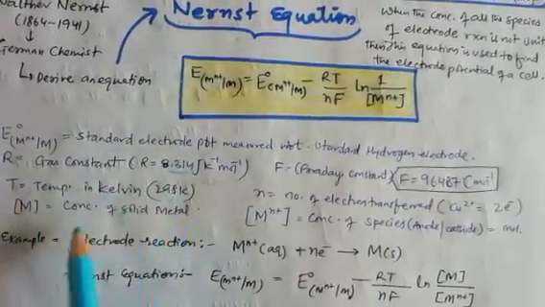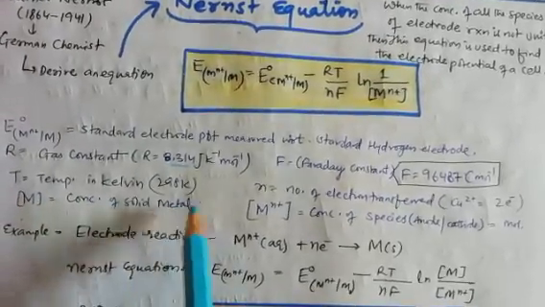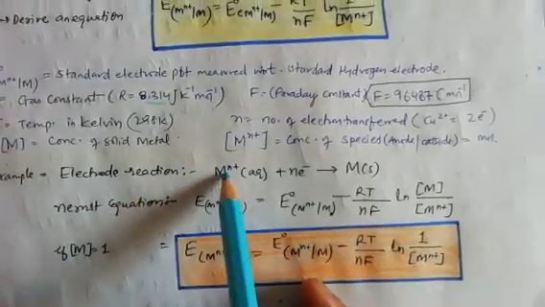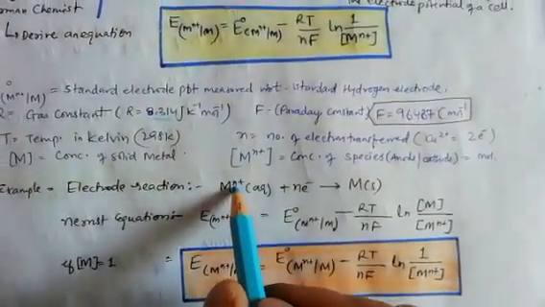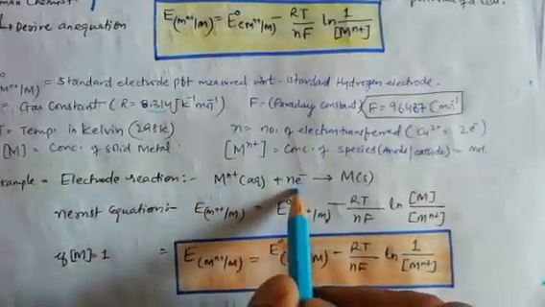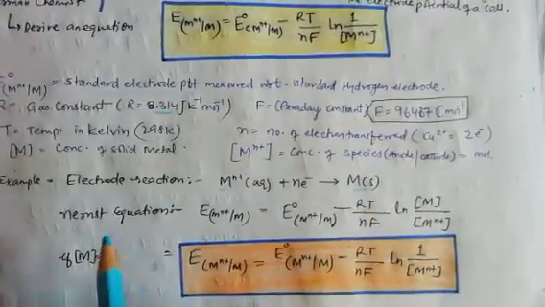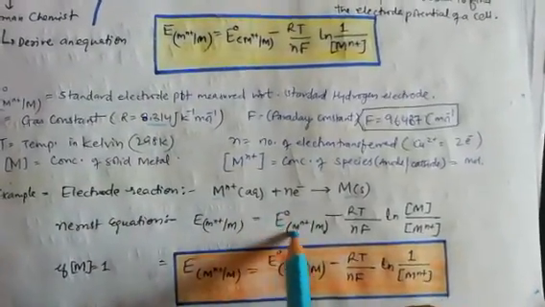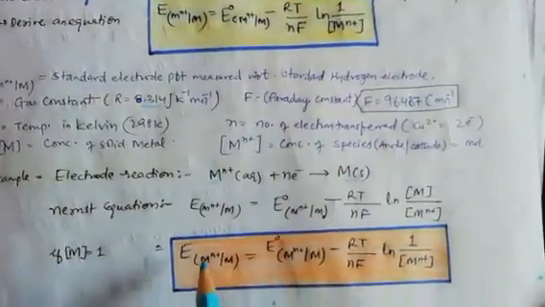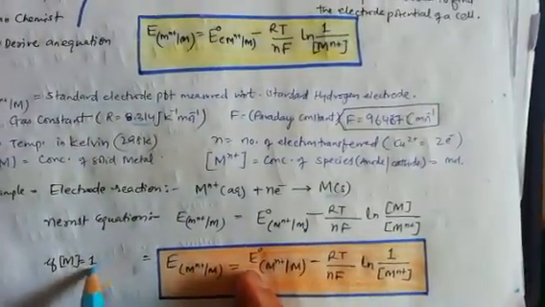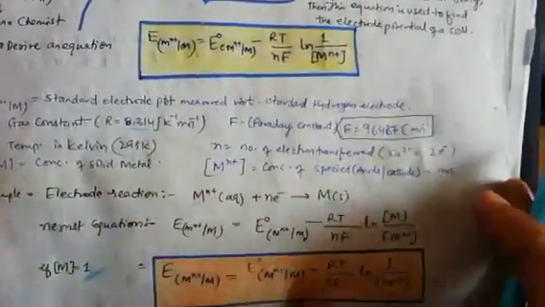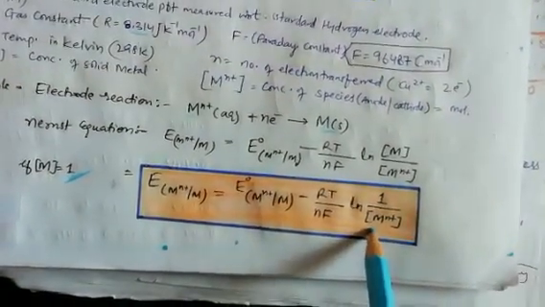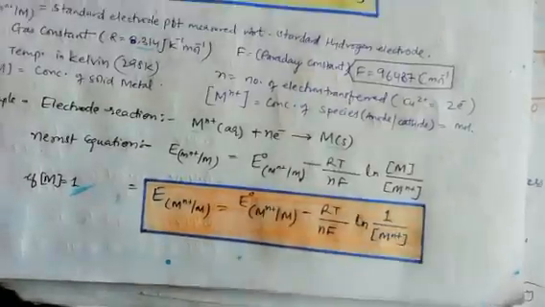The temperature in Kelvin is 298 Kelvin. M is the concentration of the solid metal, and Mn+ is the concentration at the anode or cathode. For example, if we take an electrode reaction, suppose the electrode is any metal, acting as cathode or anode. If it gains electrons, it will convert into simple metal. So in the Nernst equation, when Mn+ is converting into metal, the cell potential is E minus RT upon nF log M upon Mn+. If we take M as unity, then it becomes 1 upon Mn+.